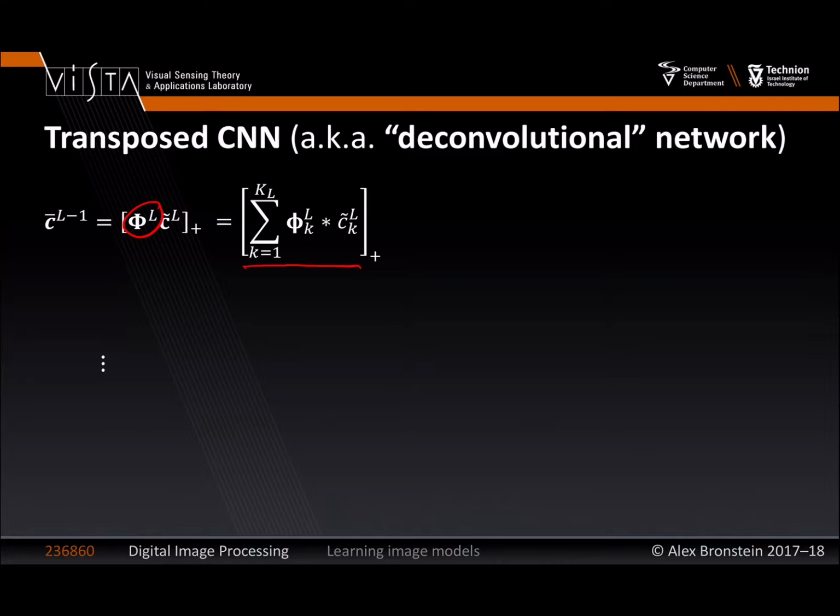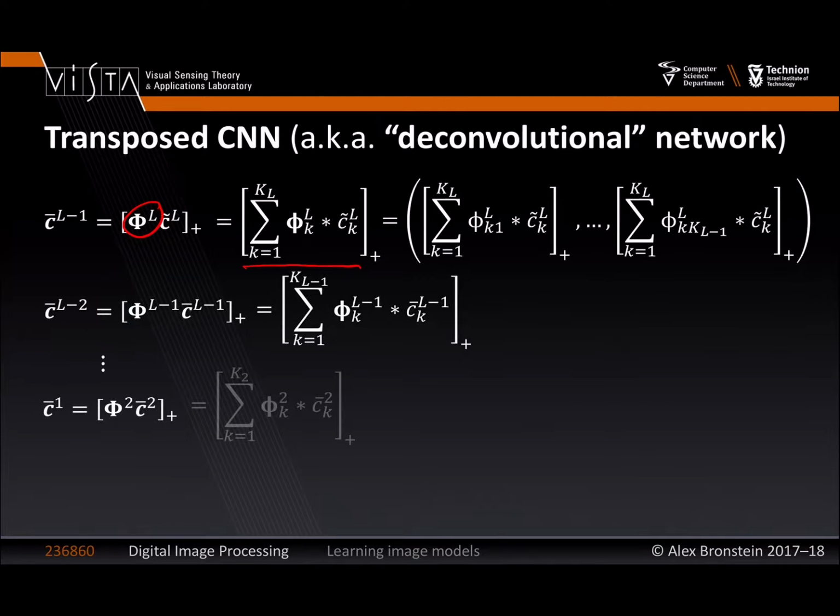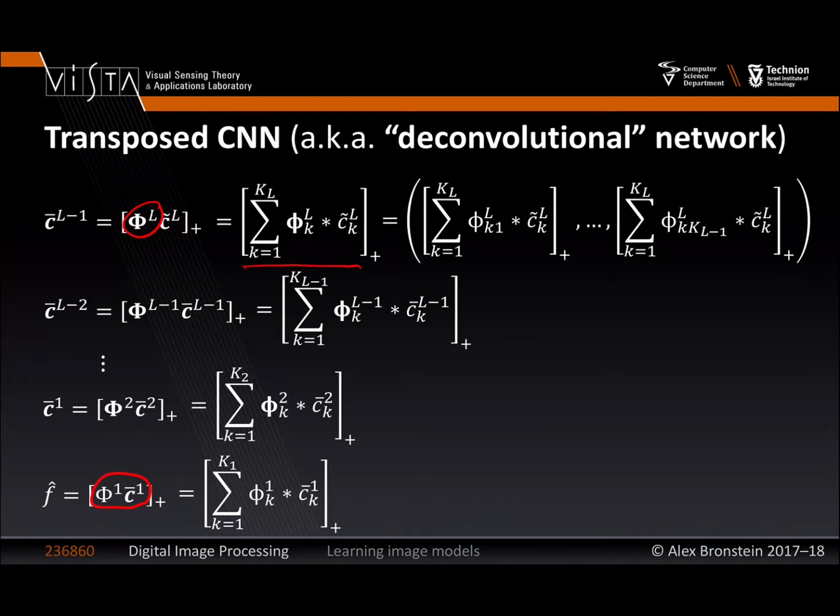We are now unrolling back. We want to go back to the input domain. And we do it multiple times, so I'm just writing the expressions explicitly, and until we get to C1, and then we get to F, which is the estimate of the image, which simply synthesizes the image using phi1 with the coefficients C1 and thresholds the results if we assume that the image is non-negative, or we don't threshold the result if we don't assume that the image is non-negative. So what we get is called a transposed CNN, a transposed convolutional neural network.